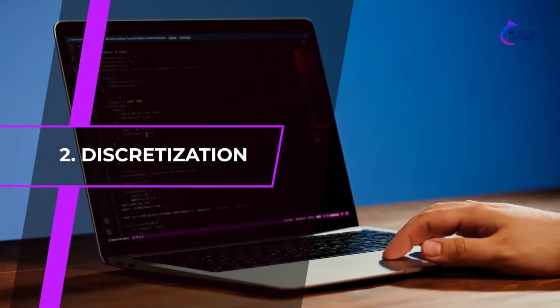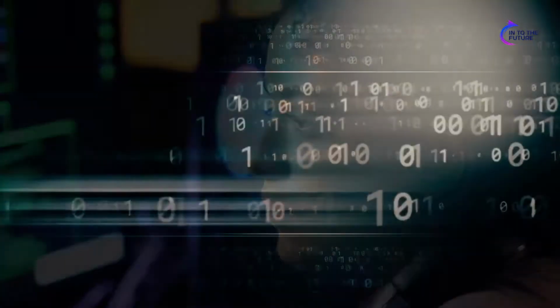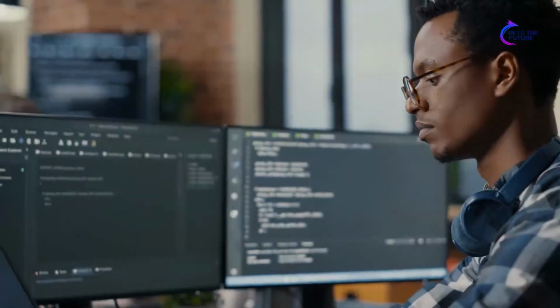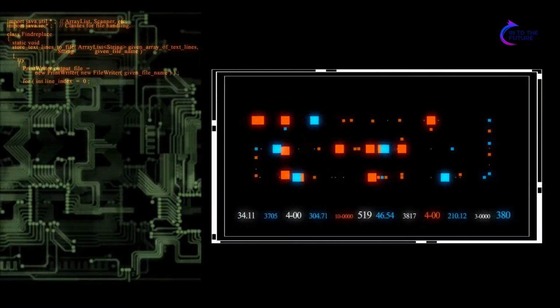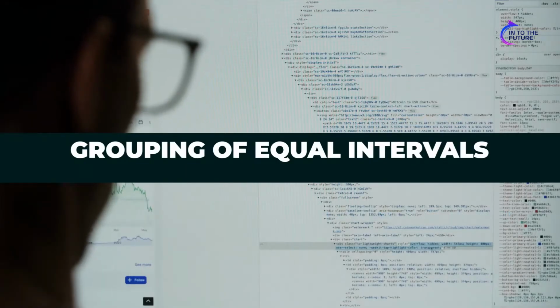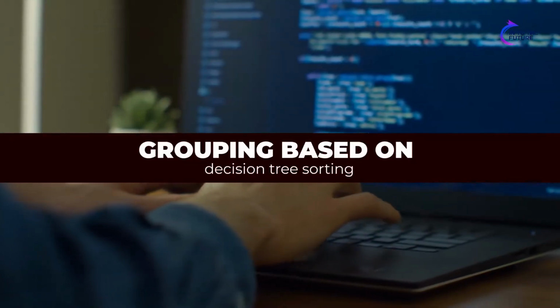Number 2. Discretization. Discretization is taking a set of data and grouping them together into bins. Binning is another way to handle outliers and applies to both numerical and categorical values. Discretization also prevents data from overfitting. Moreover, there are 3 ways of grouping data in discretization. They include grouping of equal intervals, grouping based on equal frequencies, and grouping based on decision tree sorting.